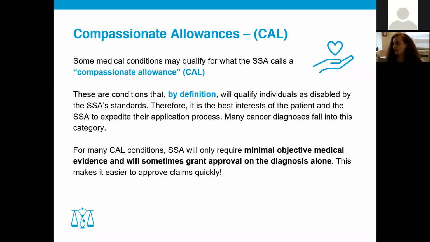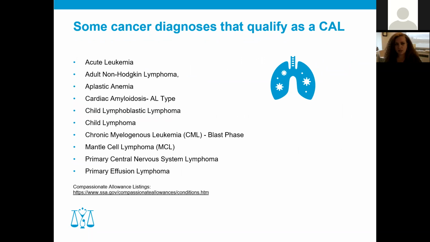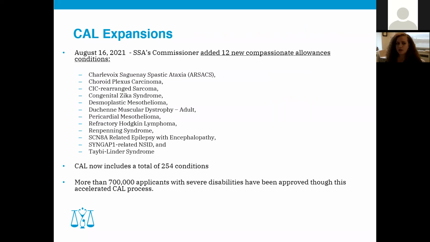So some cancer diagnoses that qualify as CAL is, again, acute leukemia, non-Hodgkin's lymphoma, central nervous system lymphoma, things like that. There's a long list of them, and it can be found on the Social Security website, but it's always good to sort of check and see if your client or the person you're working with qualifies for that. Now, in August of 2021, the Social Security's commissioner added 12 new compassionate allowance conditions. So those are the ones listed there. And now this includes 254 different conditions, and more than 700,000 applicants with severe disabilities have been approved through this accelerated CAL process. So it definitely is worth trying to go this route so that it could be done quicker.